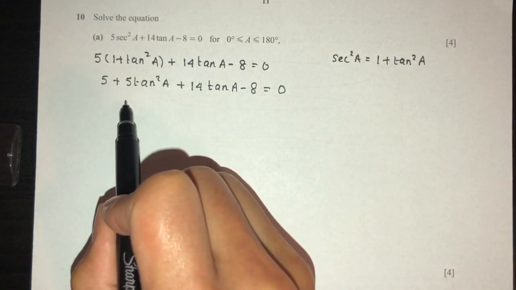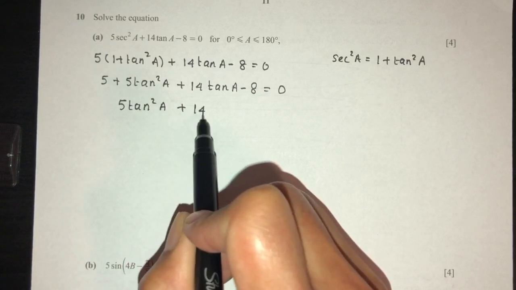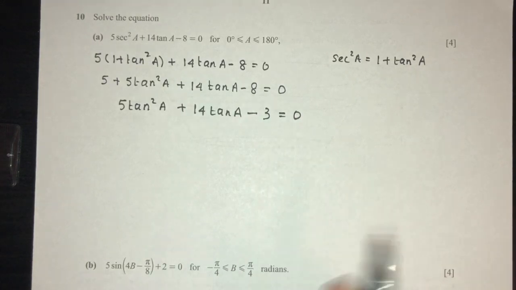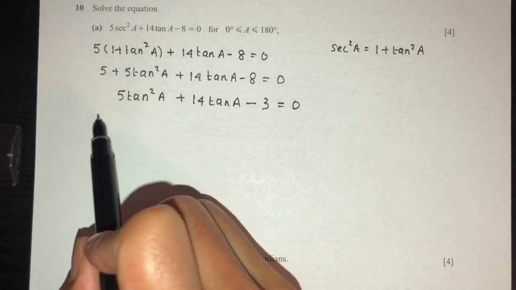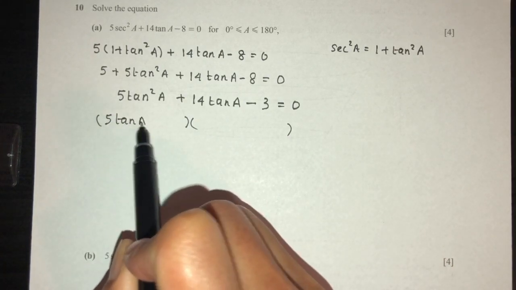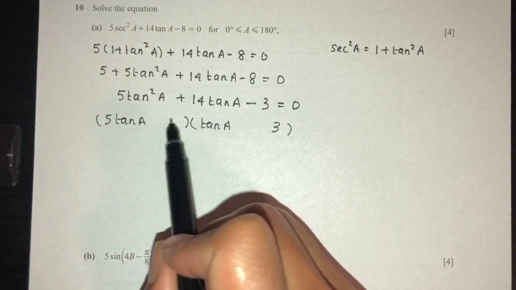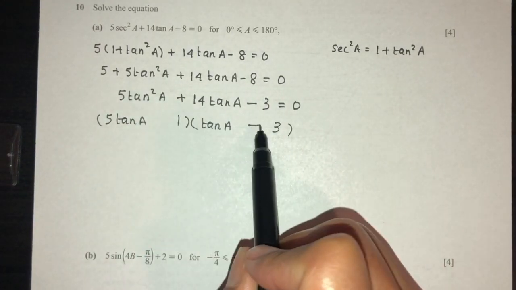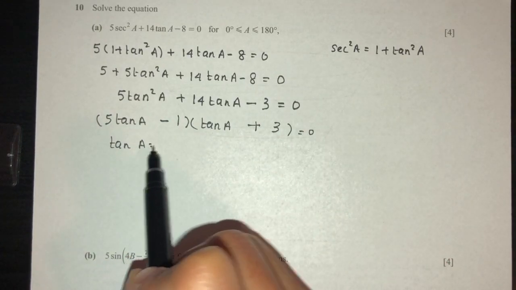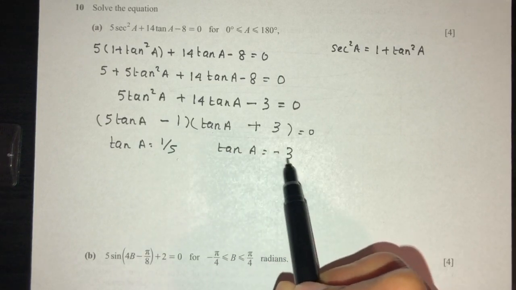Now we have to simplify again. 5 minus 8 is minus 3. So you have 5 tan square a plus 14 tan a minus 3 is equal to 0. Now we have to solve this equation. So factorize. You have 5 tan a and you have tan a. So 3 is 3 times 1. To get plus 14 has to be plus 15 minus 1. So tan a is equal to 1 over 5, or tan a is equal to minus 3.